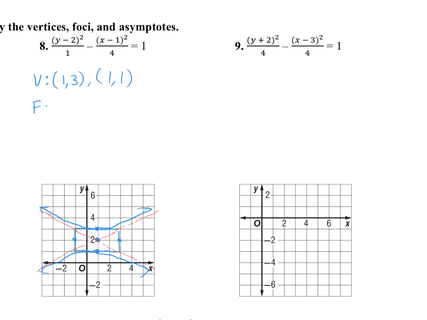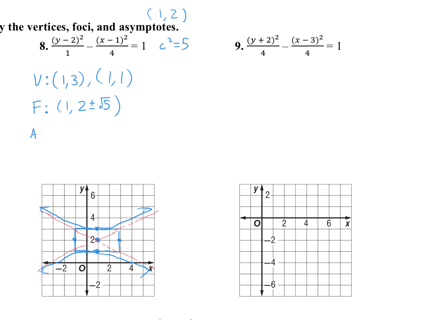The foci. C, I won't show the whole formula. C squared is 5, so C is radical 5. So we have to give that radical 5 to the center. Remember, the center was at 1, 2. And because it's vertical, we give it to the y coordinate. So we take our 1, 2, and we give and take radical 5. So we'll have two foci.